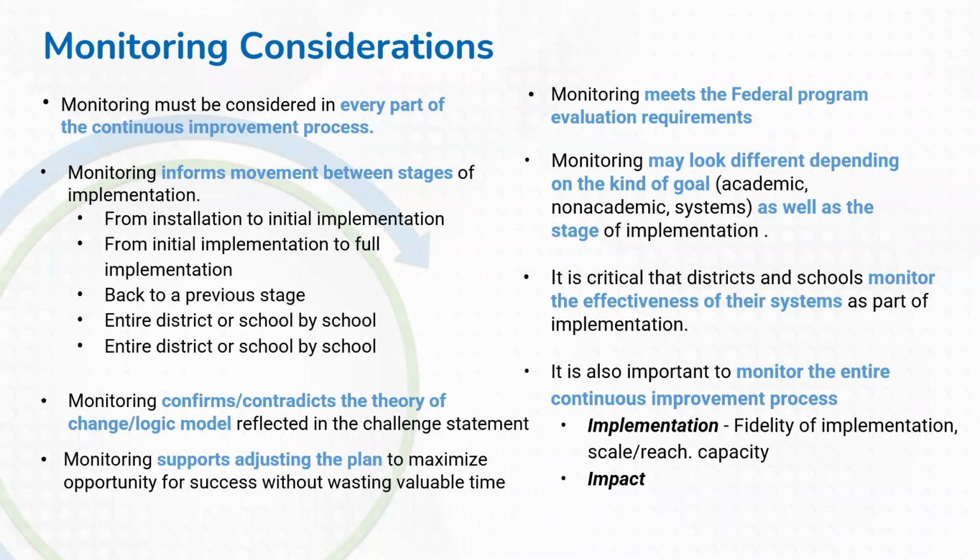Although it's called program evaluation, the ongoing evaluation process is really monitoring, with evaluation just being the summative endpoint. It's important to keep in mind that monitoring may look different depending on the primary focus of the goal, as well as the stage of implementation. For example, an academic goal is likely to primarily have achievement targets, while a non-academic goal is more likely to have behavior or attitude targets for impact. A systems goal is likely to have more implementation targets until the end target that will likely then also include student impact.